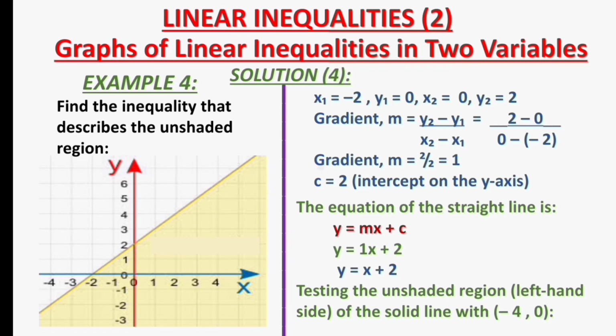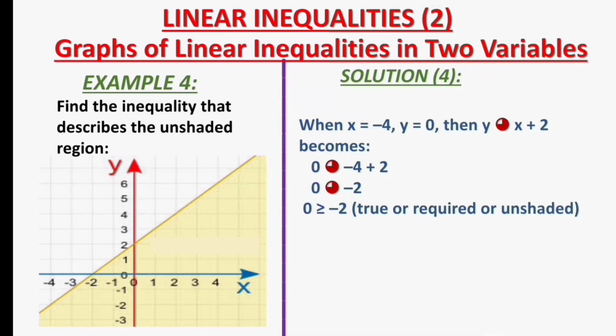Here we are testing with x is minus 4 and y is 0 as our convenient point in the unshaded region. Here we are substituting x is equal to minus 4 and y is equal to 0 into the inequality y on the left and x plus 2 on the right. That will give us 0 on the left and minus 4 plus 2 on the right, which will give us 0 on the left and minus 2 on the right. When you compare 0 on the left and minus 2 on the right, you will see that it is only when it is 0 is greater than or equal to minus 2 that it will be true. Hence, for the required or the unshaded region, the inequality should be greater than or equal to.